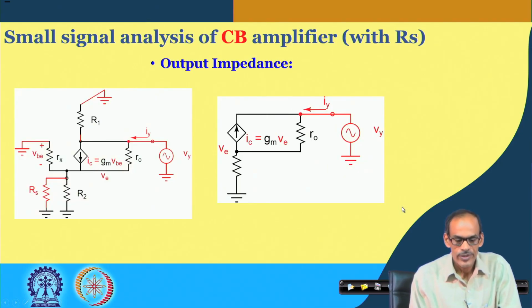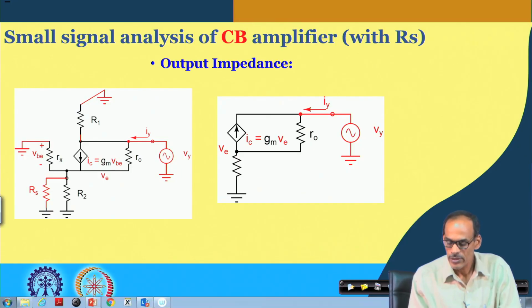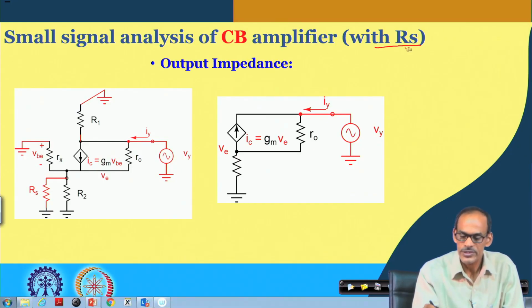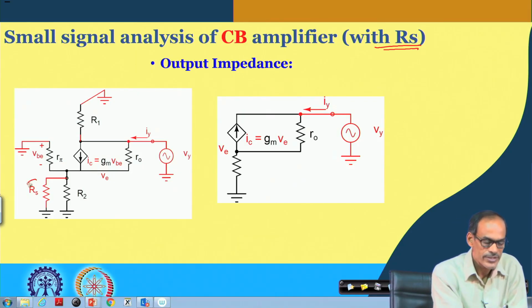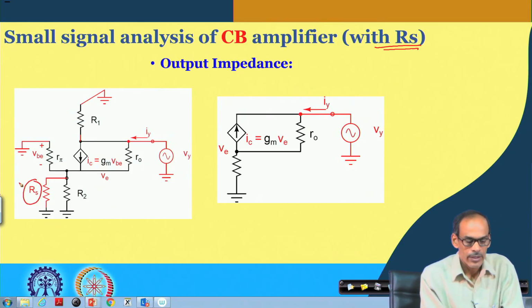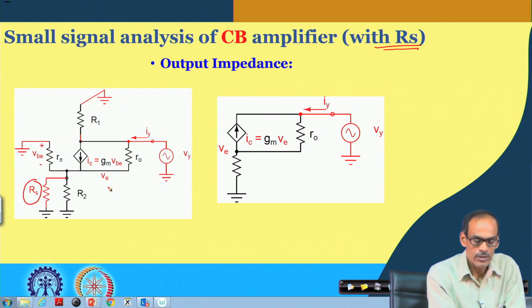So, let us start with the common base configuration, and in fact, the analysis is similar for common gate also, and let us consider a finite value of this Rs. So, we are keeping the source resistance Rs, and this is the corresponding small signal equivalent circuit of the common base amplifier.